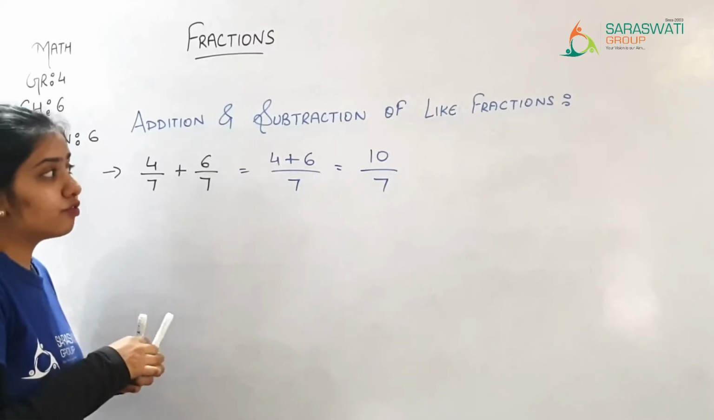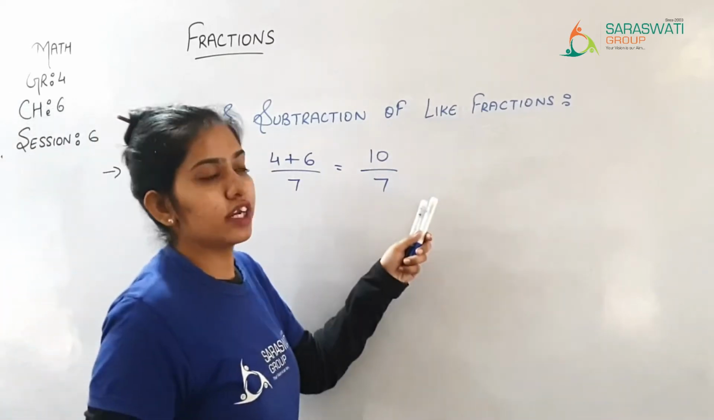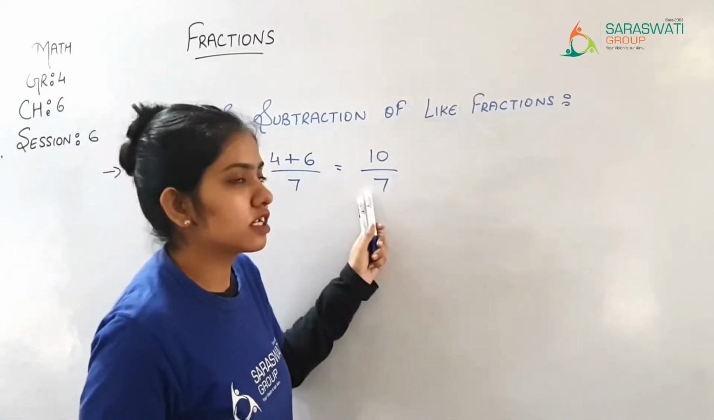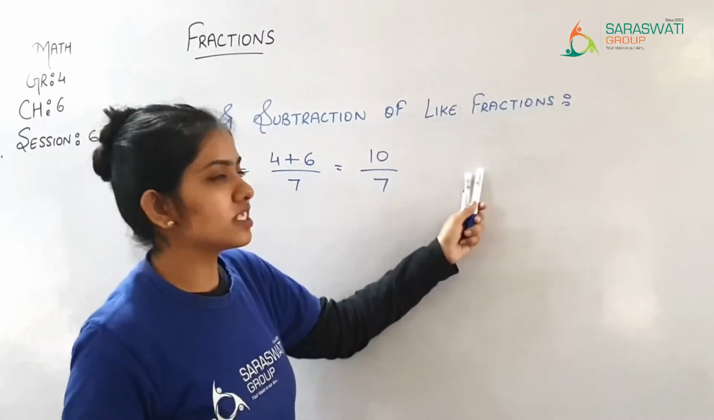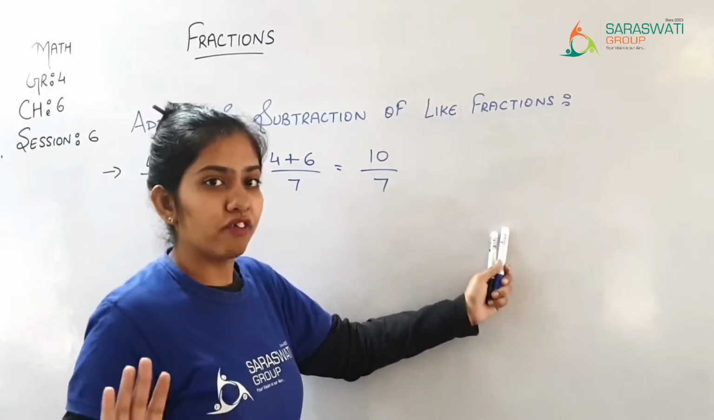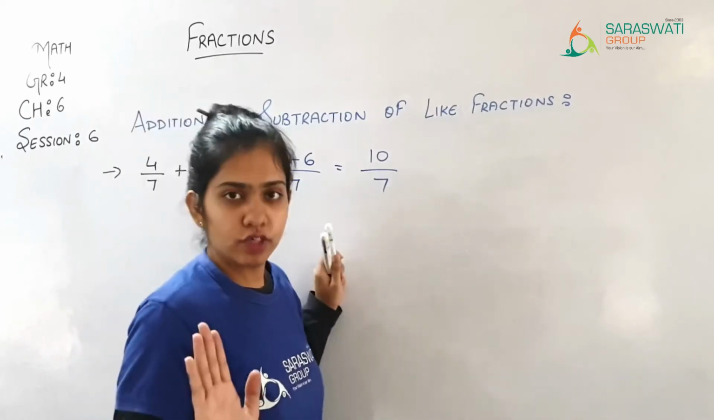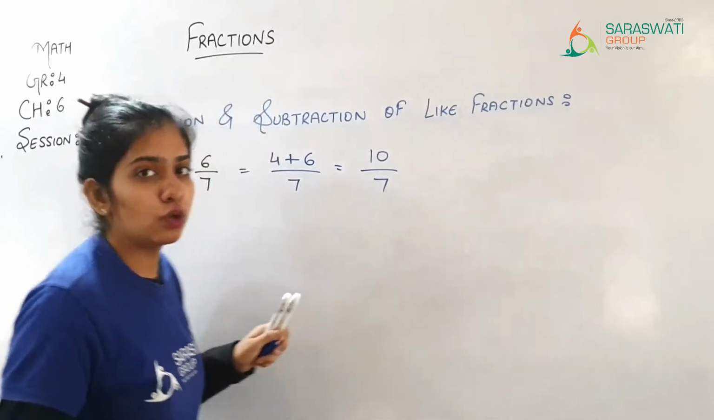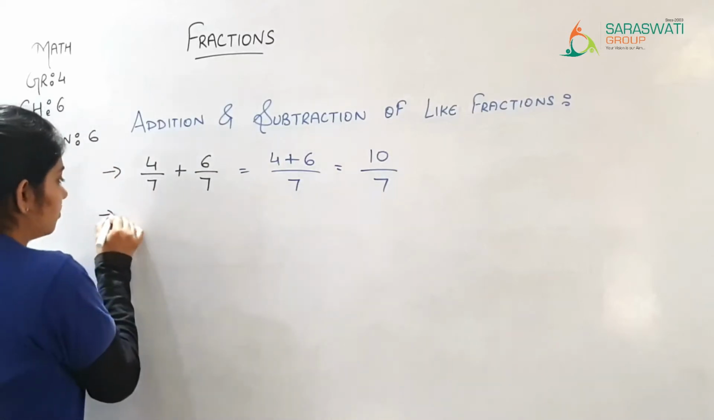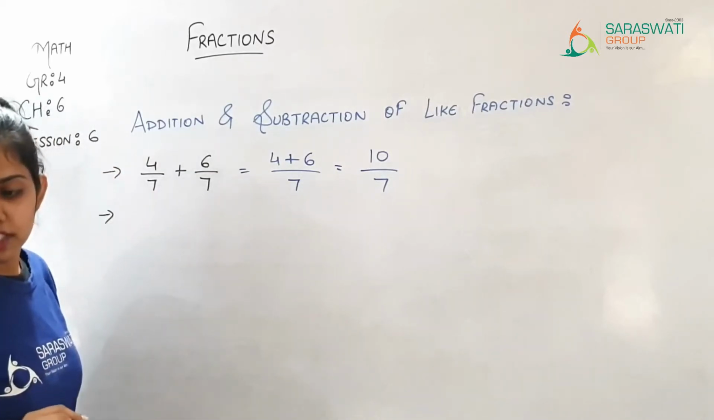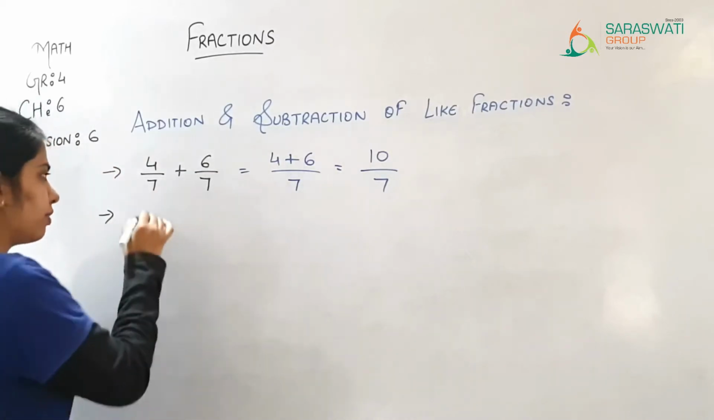Then after, check whether this number can be simplified. अगर इसको simplify आप कर सकते हो तो आप cancel करके वो आंसर भी लिख सकते हो। If it is possible to simplify the fraction, then only you have to simplify, otherwise don't. Okay, then next, let's solve the next one. 3/8 plus 9/8.